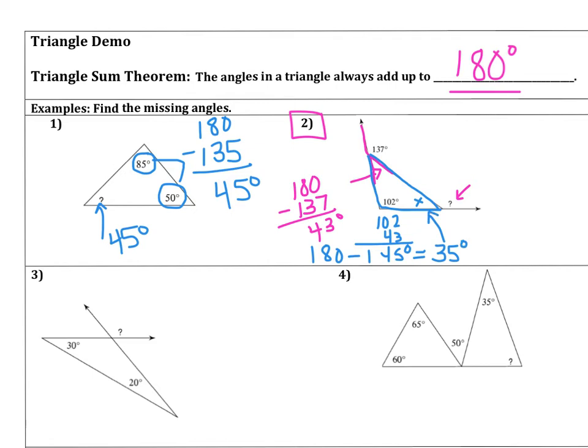And then to find that exterior angle there, notice that you have a linear pair. These 2 angles side by side, they add up to 180. So you're going to say 180 minus 35 to get your final answer of 145 degrees.